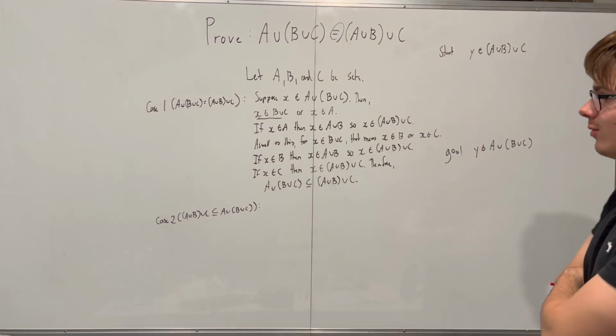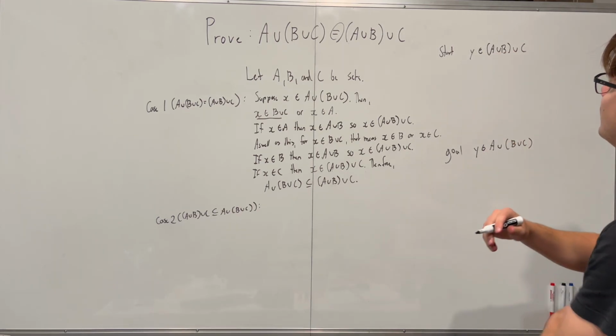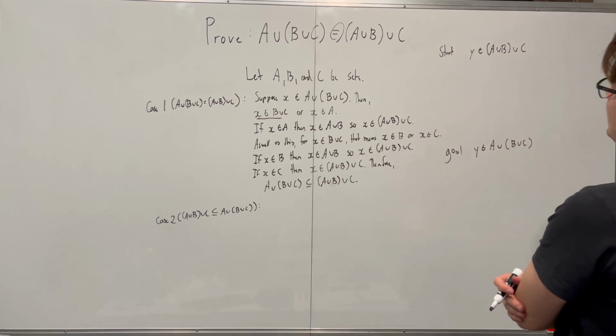Okay, so how do we do this? Well, let's use the same strategy we did before. Let's break this down. What does it mean for y to be an element of (A union B) union C?